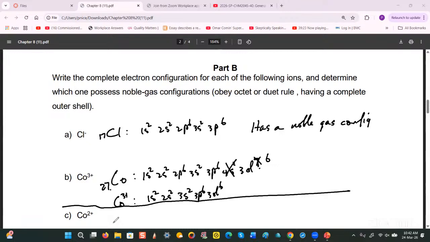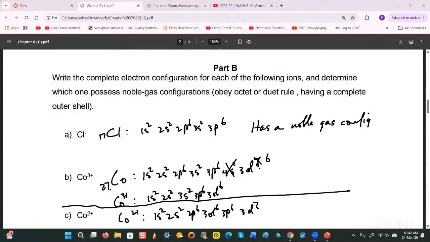Okay, so what would be the electronic configuration of cobalt 2+ based on what we did in the B part? You would just take out the 4s2 and leave the 3d7. So it will be 1s2, 2s2, 2p6, 3s2, 3p6, 3d7. All right. Okay, very good.